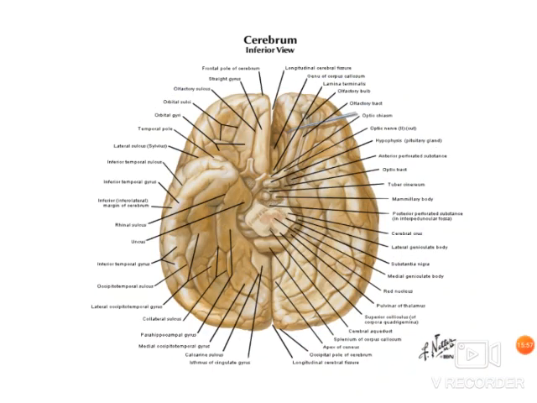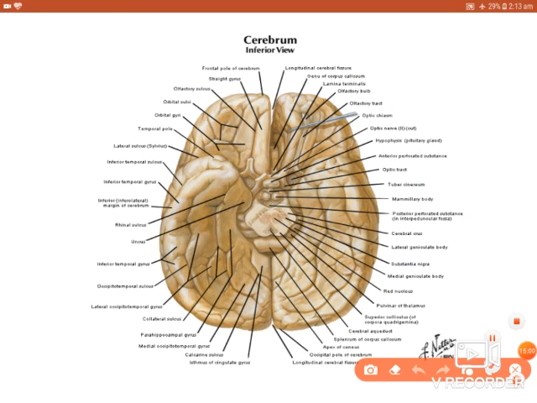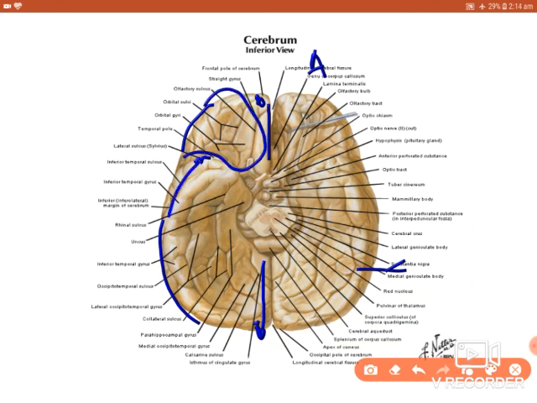Then coming to the inferior surface, you can see anteriorly this is the frontal pole, this is the occipital pole. This is the temporal pole, this is the inferomedial border. Here you can see this is the inferolateral border. So this is the inferior surface, this is the anterior orbital surface, this is the posterior temporal surface.